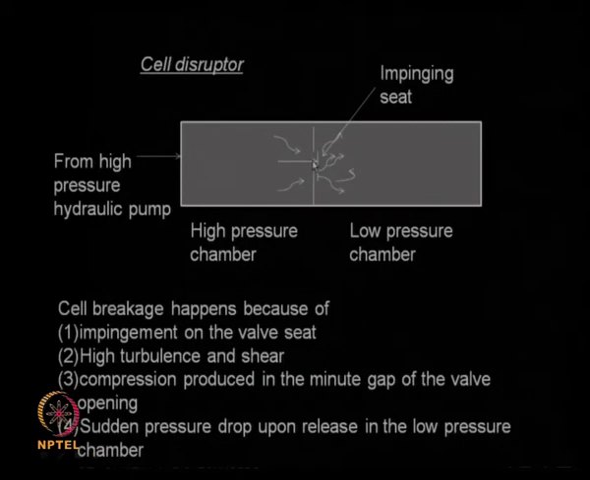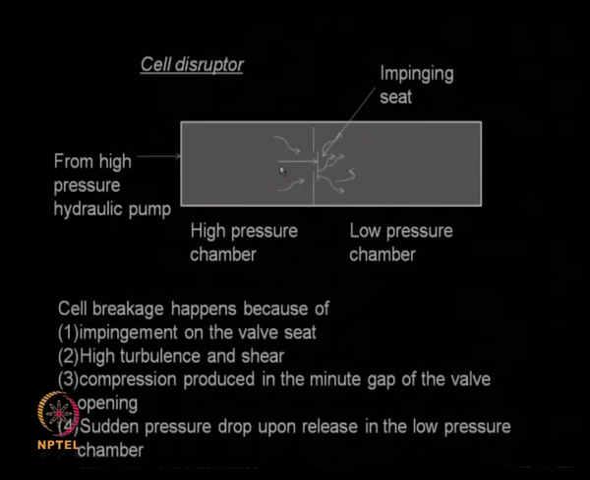There is a small opening here and there is an impinging seat here, and on the other side downstream the pressure is low. So here this is a high pressure chamber, this is a low pressure chamber. So the slurry at very high pressure enters this nozzle, expands, it hits the impinging seat, and then it expands into the low pressure region. So many things happen during this process. That is how the cells break.